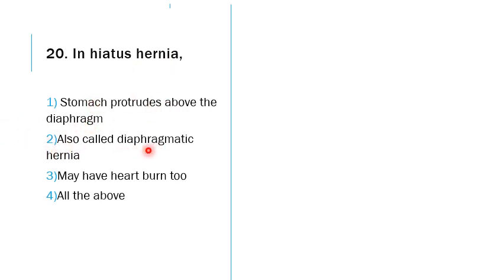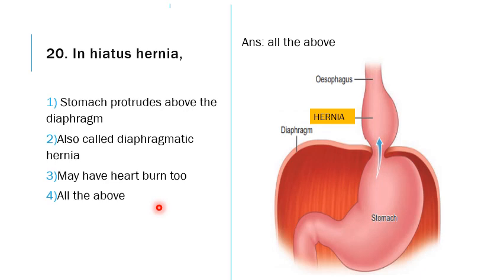The 20th question is, in hiatus hernia, options are stomach protrudes above the diaphragm, it is also called diaphragmatic hernia, it may have heartburn too, or all of the above. The answer is all of the above. Let us see what this is.